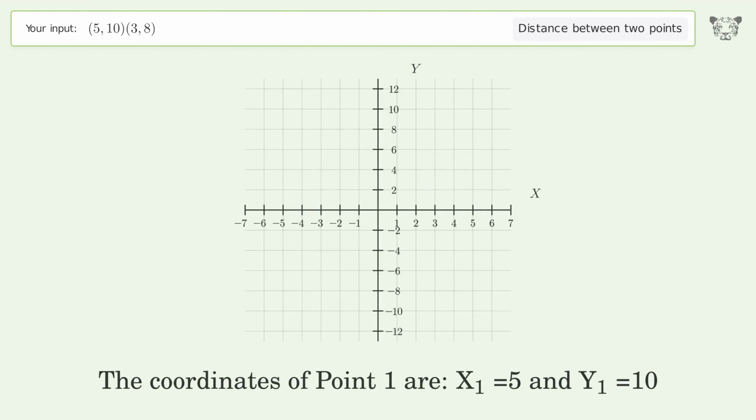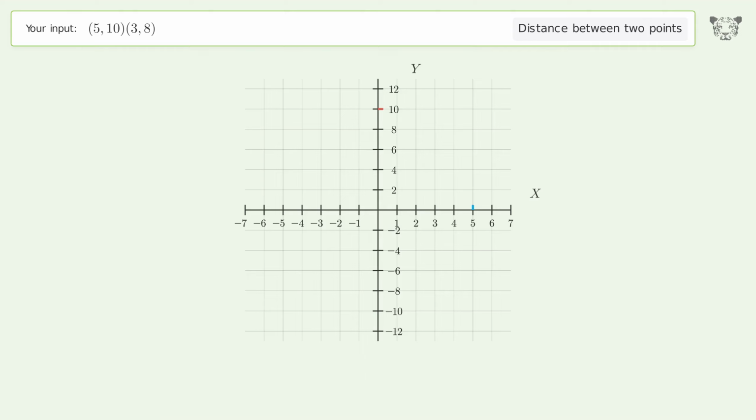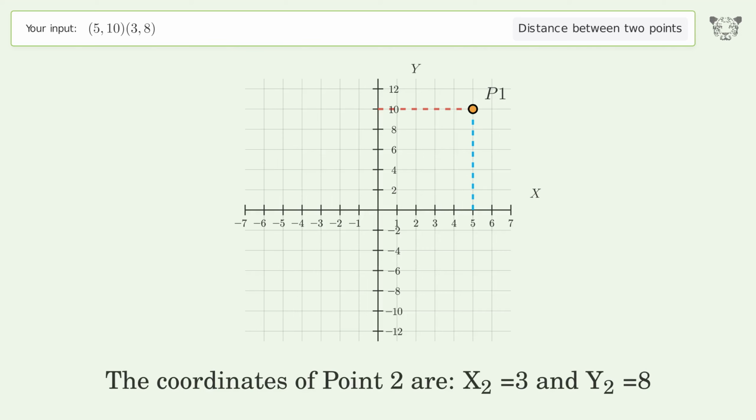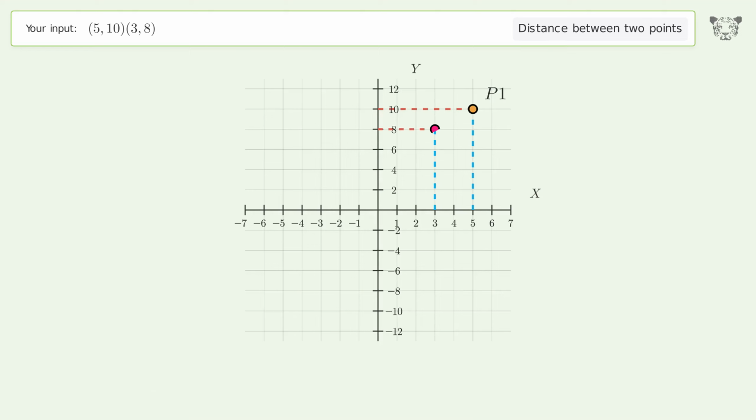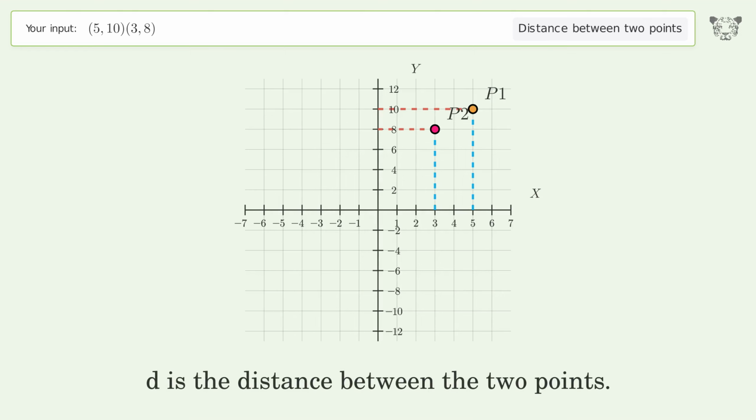The coordinates of point 1 are, x1 equals 5 and y1 equals 10. The coordinates of point 2 are, x2 equals 3 and y2 equals 8. D is the distance between the 2 points.